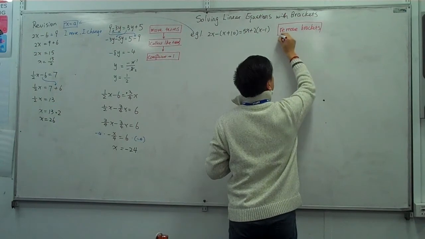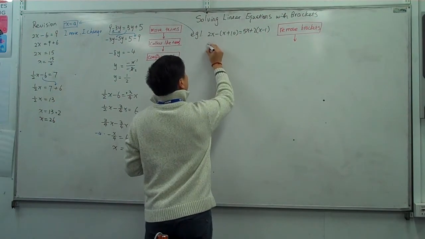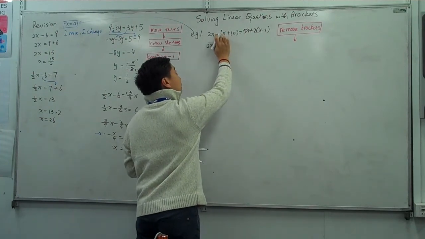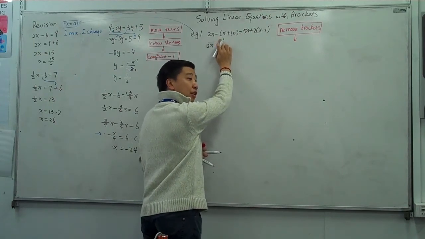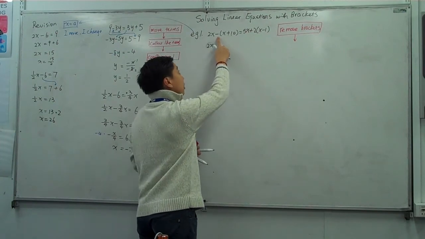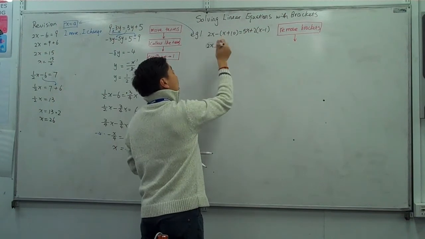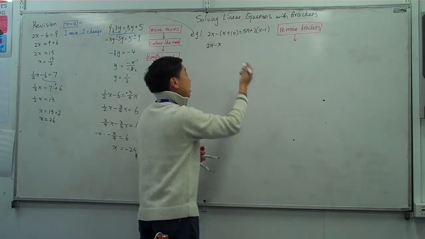Okay? We remove brackets. We will have 2x. This bracket has nothing in the front, no number in the front. So according to the rule we have learned, there's a negative sign in the front, so we have to change all signs inside the bracket. So x is negative x now, and then 10 is negative 10 now.